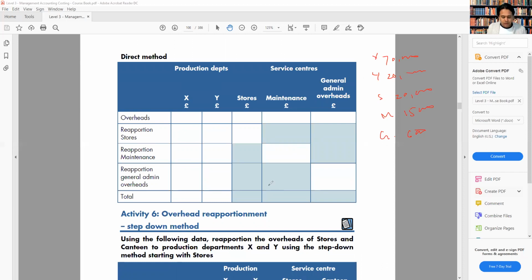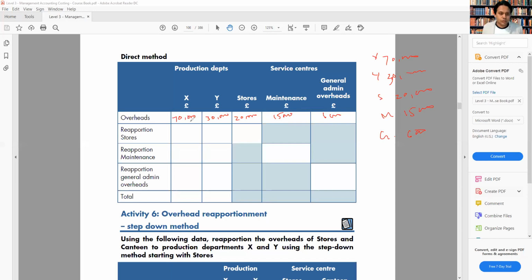So I'm going to write the overhead first from the question. So X 70,000, I'm just copying the question. That question said to me 70, Y 30,000. Then we have 20,000 for the store. Thank you, Mark. Y is 30,000. So maintenance 15 and 6. All right, so you're right here. This is just the question you copied.